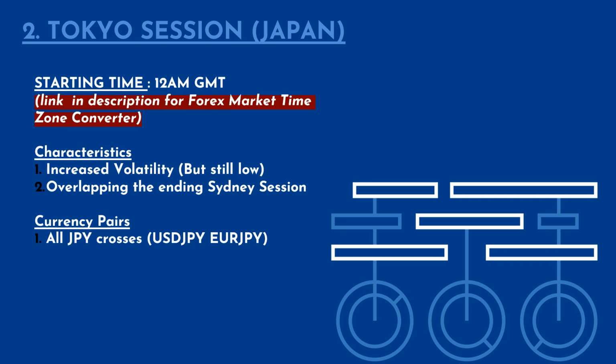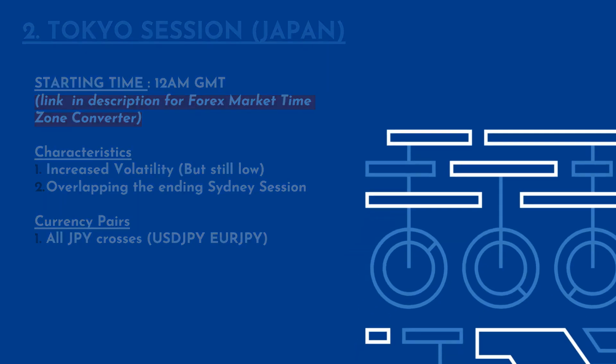I could not find any other pairs, or I don't know of any other pairs. If you do know of any other pairs, just write them in the comment section, right? I couldn't find any other pairs which are active during this Tokyo session. So this is it about the Asian session. The Asian session is divided into 2, the Sydney and the Tokyo session, right?